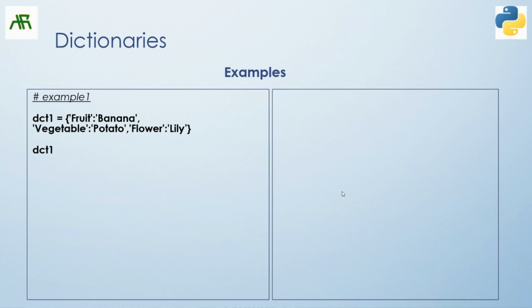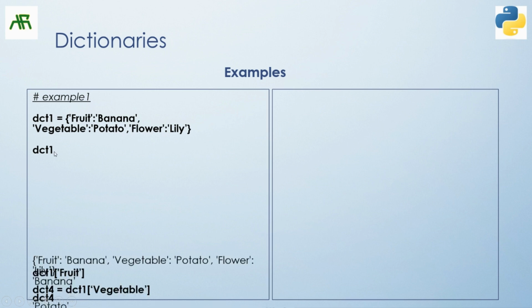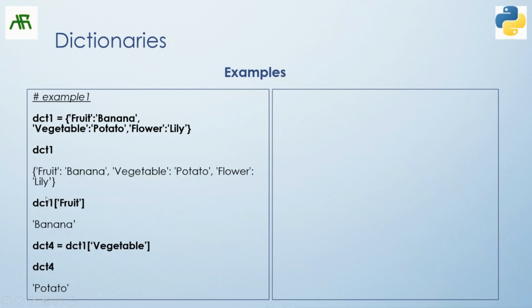First example, I have a dictionary. Dictionary, as we saw, is defined within curly braces and given as key value pairs. So here I have a dictionary with fruit as a key, banana as the value, vegetable as a key, potato as a value, flower as a key, and lily as a value. If I print the dictionary, this is what I get. And if I want to retrieve a particular value from that dictionary, I have to give a reference of a key. Dictionary 1 of the key fruit will fetch me its value of banana.